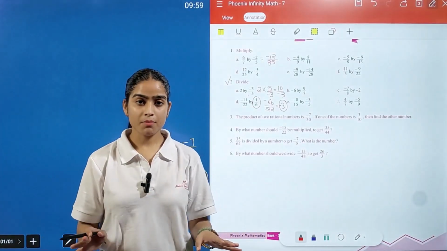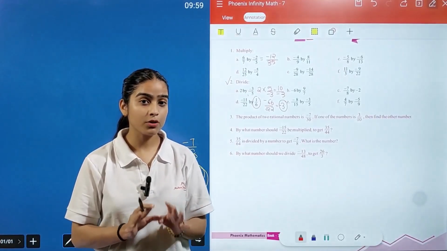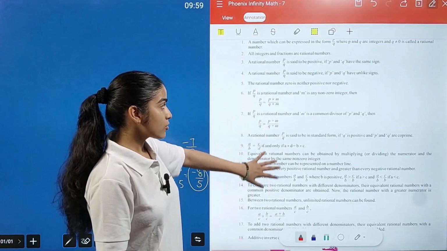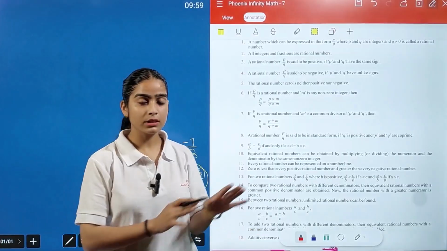This chapter is very simple for you if you already understood the fractions. Only when you know about fractions. Okay. Now these are the things you have to keep in your mind while solving this chapter. Here is a combined form of all the concepts we learned in this chapter.